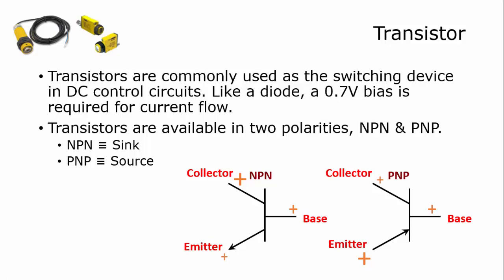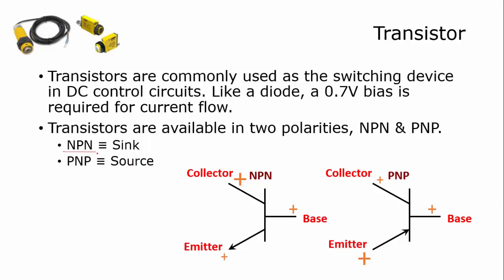There's also this device called a transistor. Transistors are also used as switching devices in DC control circuits. They're very similar to a diode. In fact, they're very similar to two diodes wired together. Like a diode, it requires a 0.7 volt bias on the different elements of a transistor to allow current to flow. So when I look at a transistor, there are two polarities.